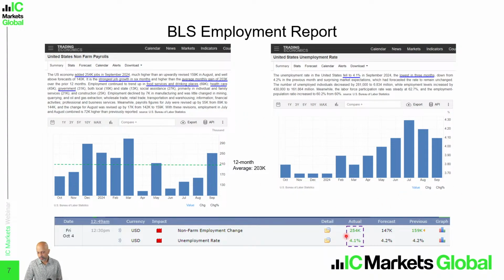So we saw robust job creation as reported by non-farm payrolls, with 254,000 jobs being added to the economy, while the unemployment rate edged lower for the second consecutive month, dropping down to 4.1%. So this was functioning as a pretty strong bullish catalyst for the dollar last Friday.